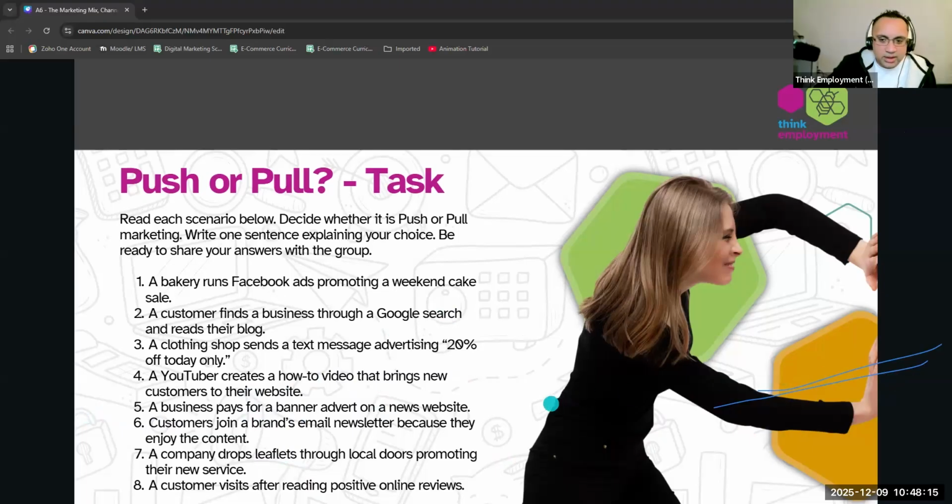Maria, number 5 is push. So why is it a push?